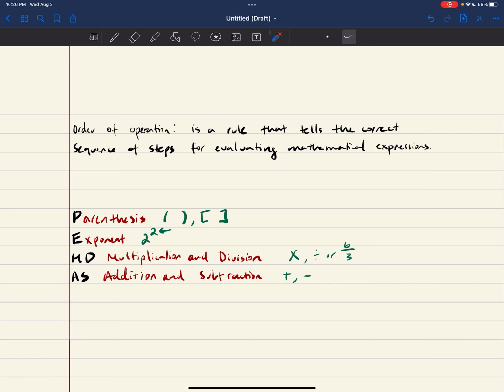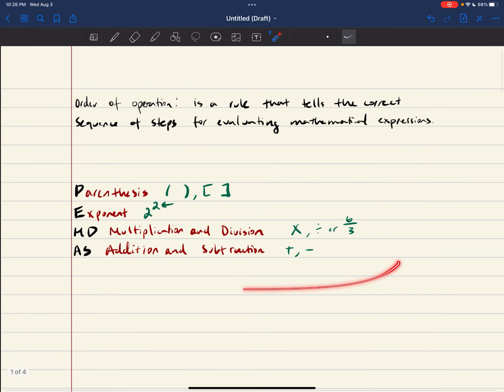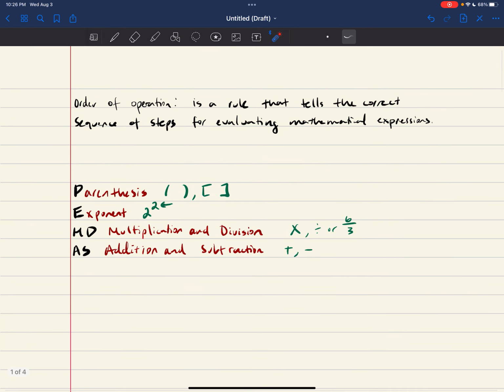Okay, I want to go ahead and talk about order of operations. Now, order of operation is a rule that tells the correct sequence of steps for evaluating mathematical expressions. So here what I have is something called parentheses, exponents, multiplication, division, addition, and subtraction, or we can call that PEMDAS.